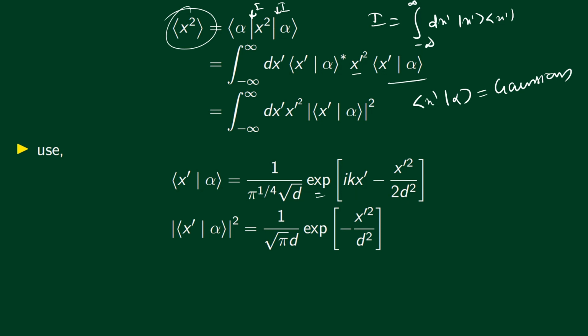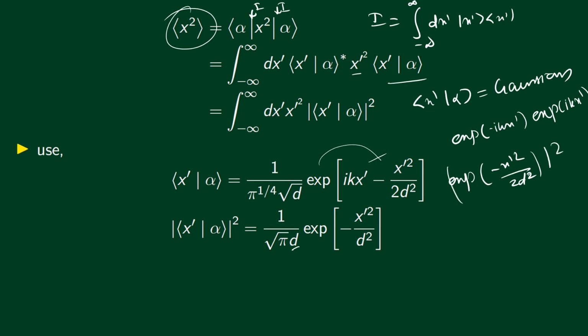Okay. When we find the modulus square, the pi raised to 1 by 4 squared gives square root of pi, and square root of d squared gives d. And here we have exponential i k x prime. But the modulus squared of exponential i k x prime is 1, because the modulus square would be exponential minus i k x prime multiplied by exponential i k x prime, which is equal to 1. Now the modulus square of the next term, exponential minus x prime square divided by 2d square, is simply the square of this term, because this is a real function.